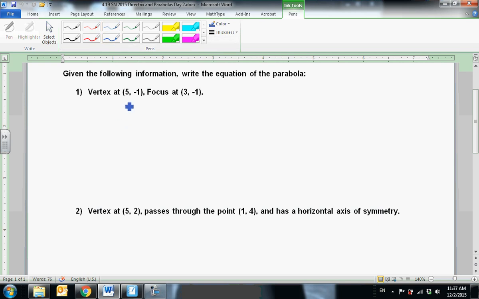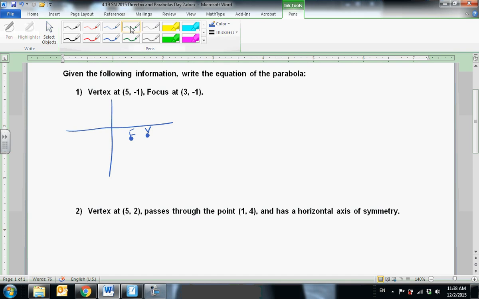We've got a vertex at (5, -1), so I'm going to draw myself a little set of axes. And we've got a focus at (3, -1). Okay, we have a lot of information here that has been given to us. Brainstorm what some of the things are that we know from this picture. Rory, what do you think?